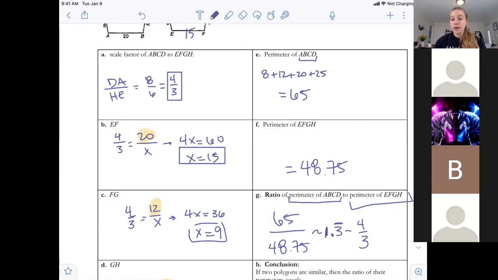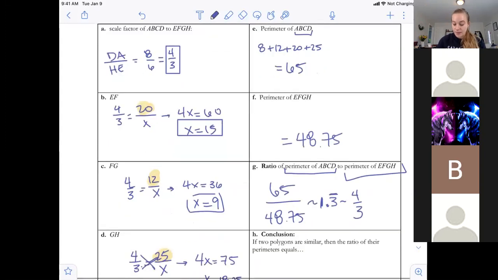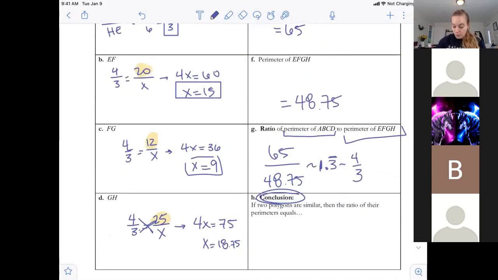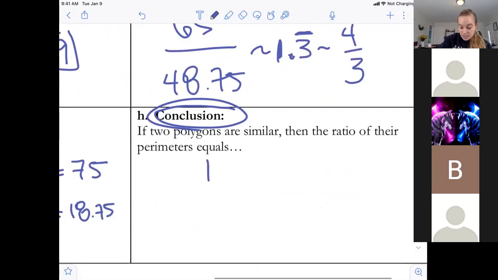What this shows you is every side individually goes with the scale factor, but also the sum of all the sides, or the perimeters, also follow the scale factor. So the conclusion, the point I've been trying to prove with this big problem, is that if two polygons are similar, then the ratio of their perimeters equals the scale factor.